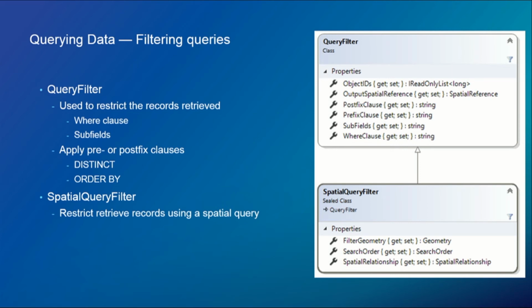If you have a feature class, you can use a spatial query filter where in addition to doing a regular where clause, you can also do a query that is spatial. So you can say, show me everything that intersects this polygon, for example.